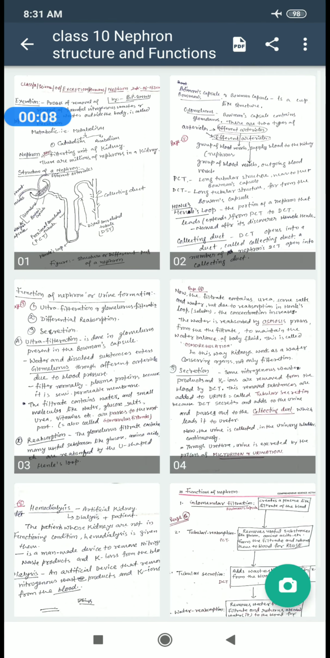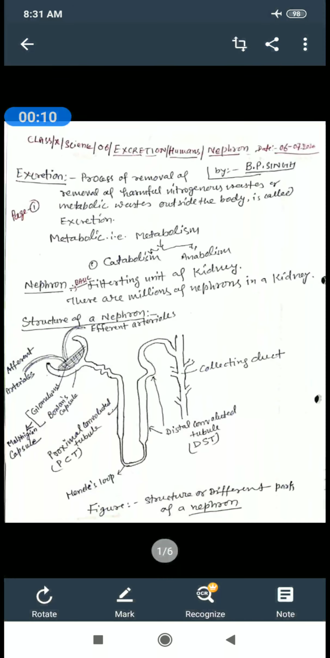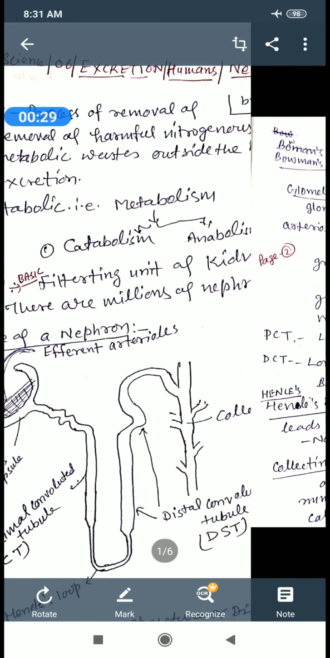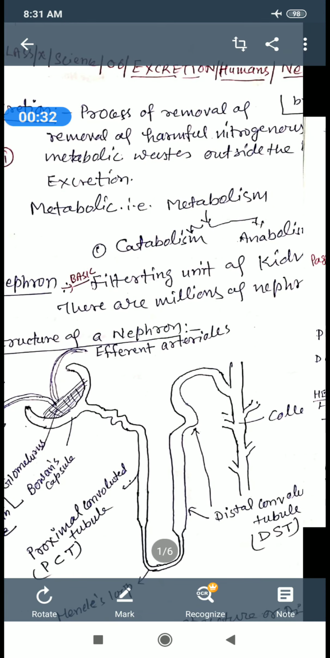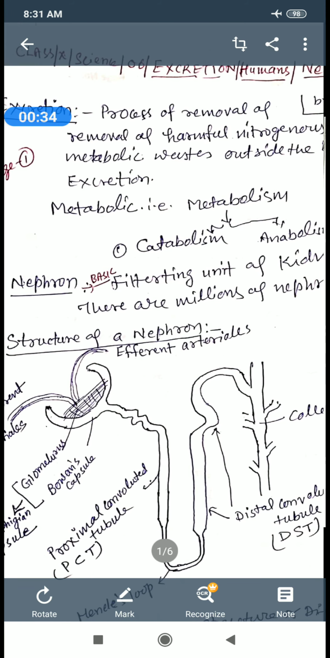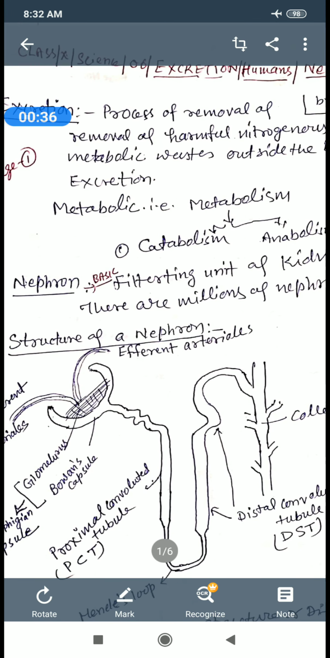Good morning. Today I am discussing the excretory system in humans, and under this topic we will discuss the structure and function of the nephron and also hemodialysis.